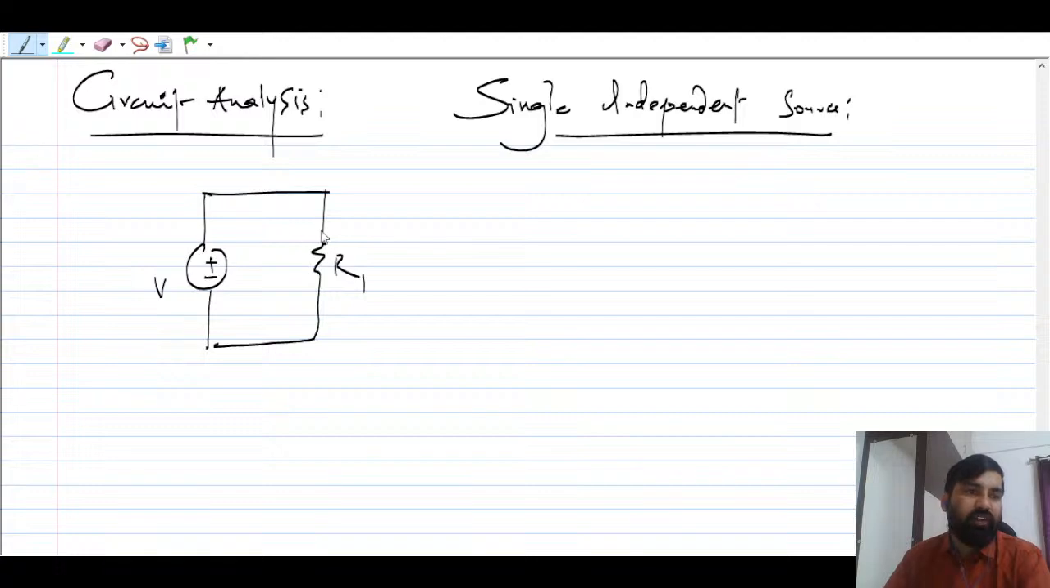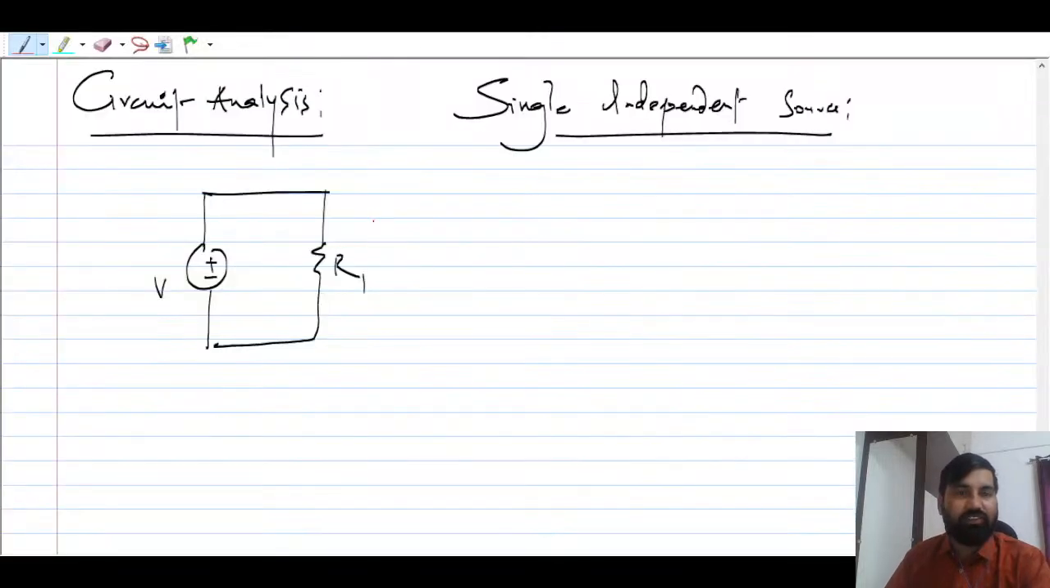Now they are asking: can you find the voltage and the current in this circuit? You will say yes, we can find the voltage across this resistance. The voltage across this resistance is going to be V only, because they are connected in parallel.